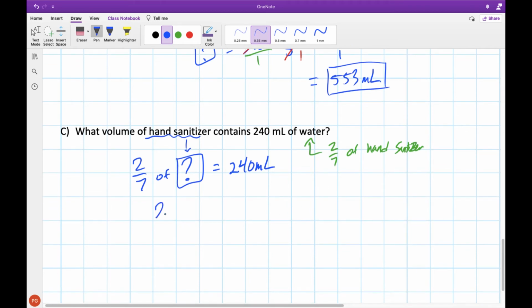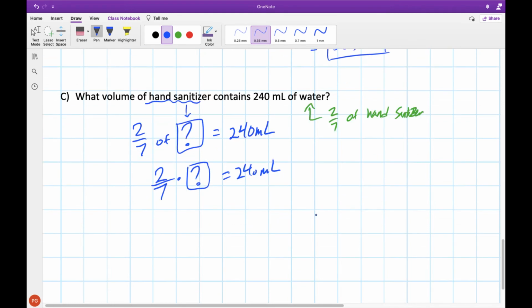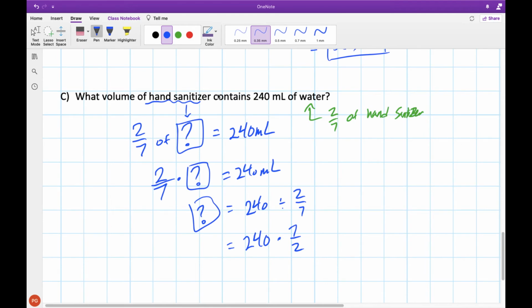So just like last time, this is 2/7 times our unknown amount of hand sanitizer needs to give us 240 milliliters. And this is the same as dividing 240 milliliters by 2 over 7, or to multiply it by 7 over 2. This is even, so we can do some cross-reducing to make our lives a little bit easier. And then 7 times 120 gives us 840 milliliters of hand sanitizer in order to get 240 milliliters of water.